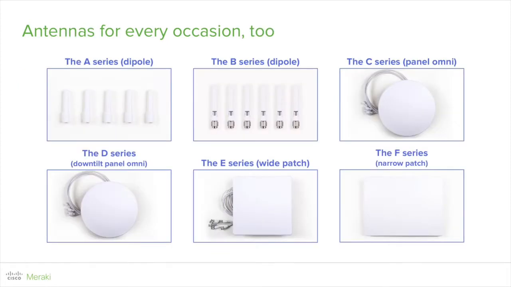Oh, I guess these are the antennas. So for those indoor APs that take external antennas, this is sort of what your options are. So, if you have a very dense auditorium or lecture hall environment or stadium, you might want to look at the narrow patch. If you're looking at office space, you might want to look at the A or the B series, that kind of thing.